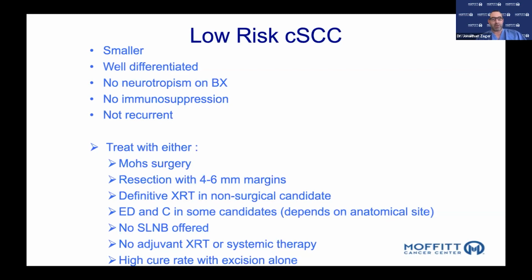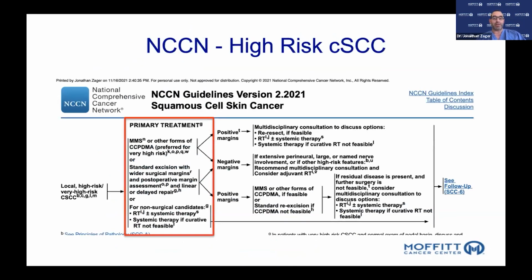So low risk squamous cell carcinomas, those are the small ones, the well differentiated. They are not attracted to or invading down a nerve. The patient themselves doesn't have any immunosuppression, HIV, Hep C, transplant, or other immunosuppressive disorders like being on steroids for immune-mediated diseases, and it's not a recurrent tumor. And again, those treatment options are listed on the screen. And usually the overwhelming vast majority of squamous cell carcinoma patients fall into this category, and they're easily cured with simple techniques.